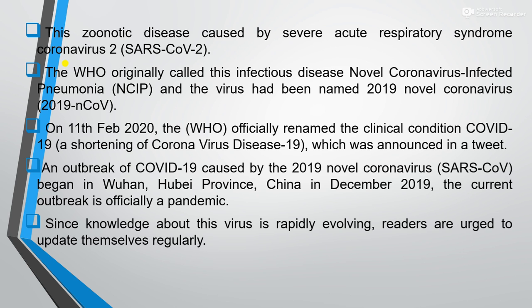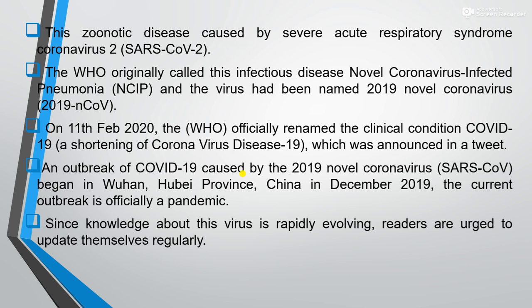It is caused by severe acute respiratory syndrome coronavirus 2, SARS-CoV-2. The WHO, World Health Organization, originally called this infectious disease novel coronavirus infected pneumonia, or NCIP, and the virus had been named 2019 novel coronavirus, 2019-nCoV. On 11 February 2020, the WHO officially renamed the clinical condition COVID-19, a shortening of coronavirus disease, which was announced in a tweet.